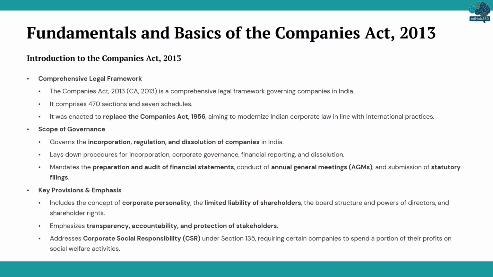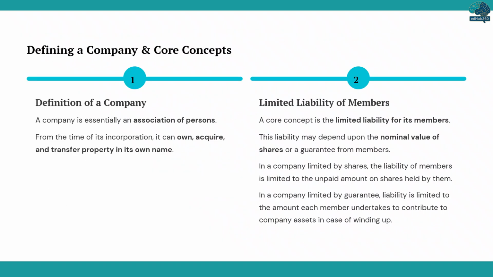It lays down procedures for corporate governance, financial reporting, and mandates things like annual general meetings and statutory filings. Key provisions include the concepts of corporate personality, limited liability for shareholders, and the structure and powers of directors. A significant emphasis is placed on transparency, accountability, and protecting all stakeholders. It even addresses corporate social responsibility, or CSR, under Section 135, requiring certain companies to allocate a portion of their profits to social welfare.